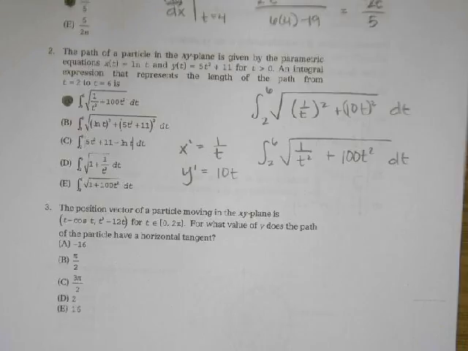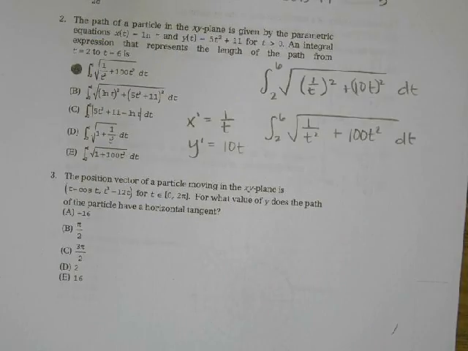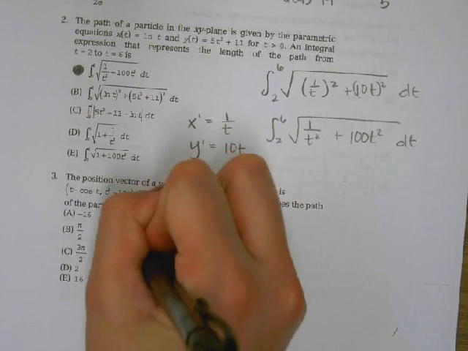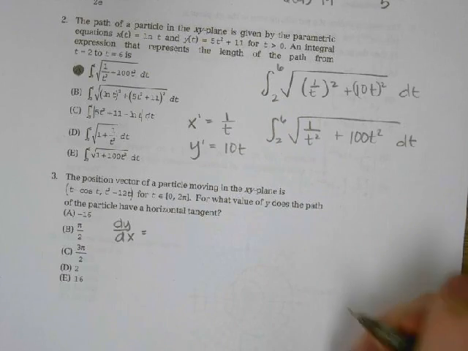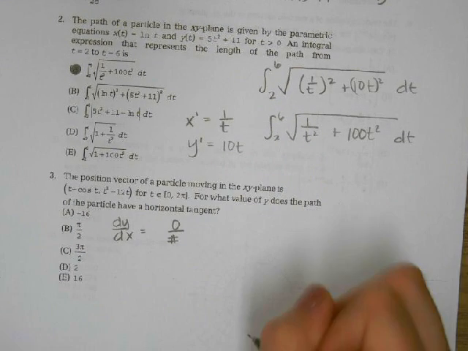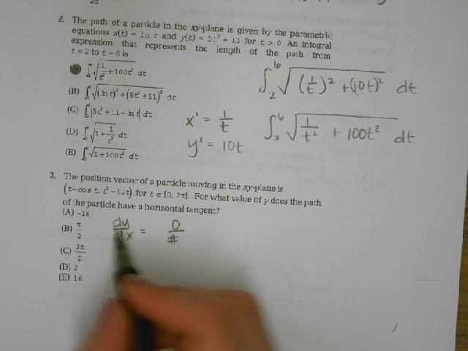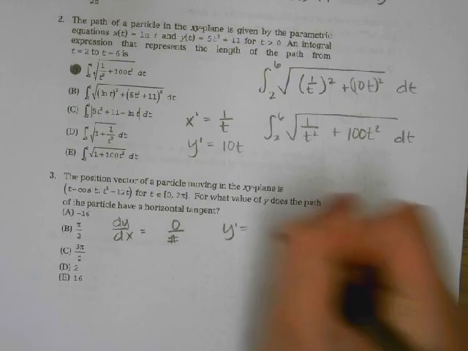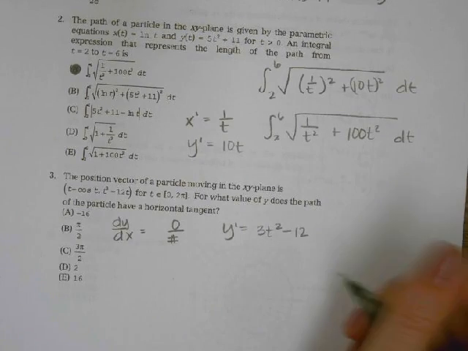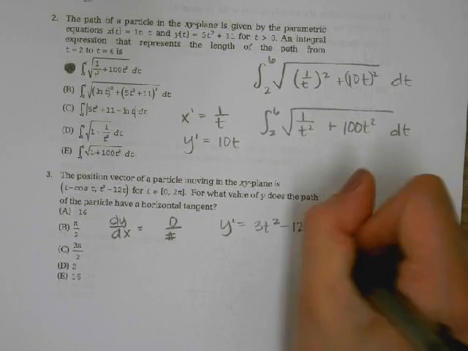All right, number 3, the position vector. For what value of y does the path of the particle have a horizontal tangent? To find the tangents, we find the slope, right, dy/dx. For it to have a horizontal tangent, we want the top to be 0 and the bottom to be a number. So I went ahead and took just y prime. And so I got 3t squared minus 12. And I went ahead and set that equal to 0 so I could solve it.